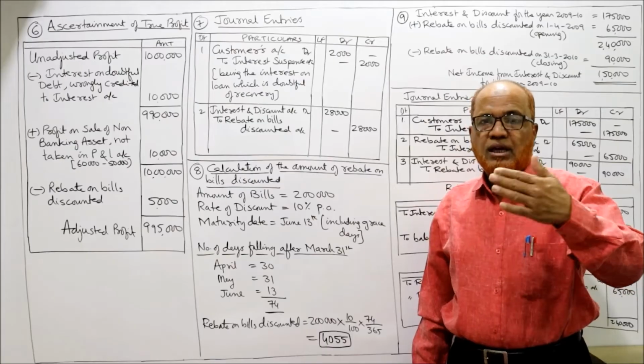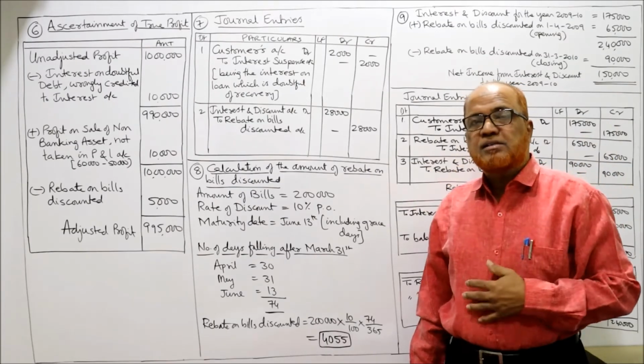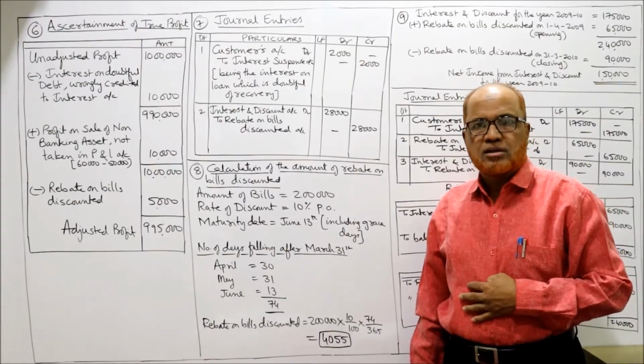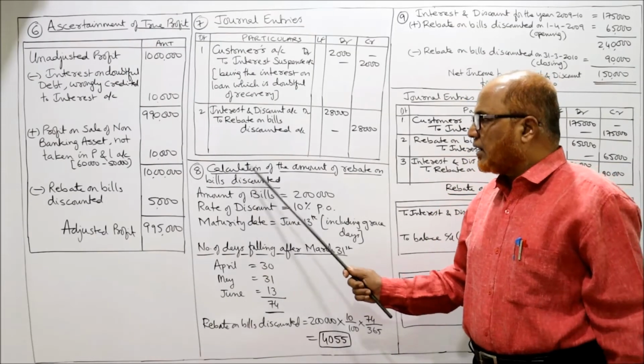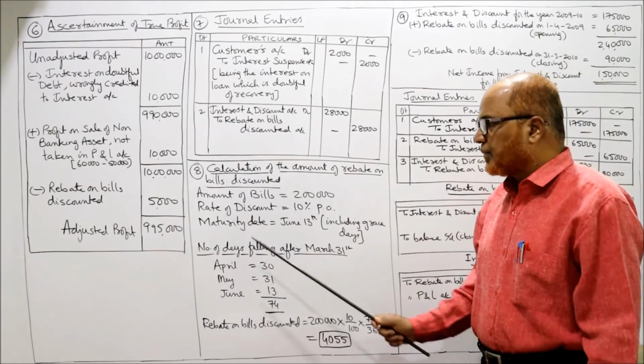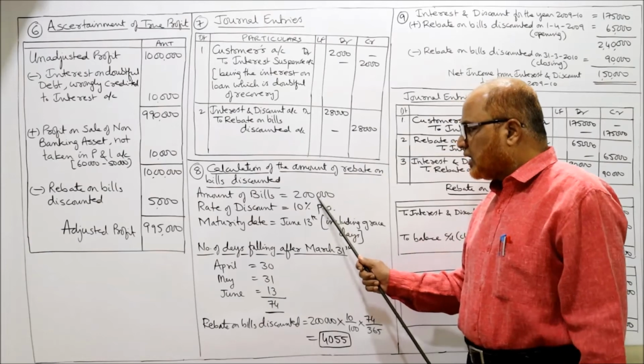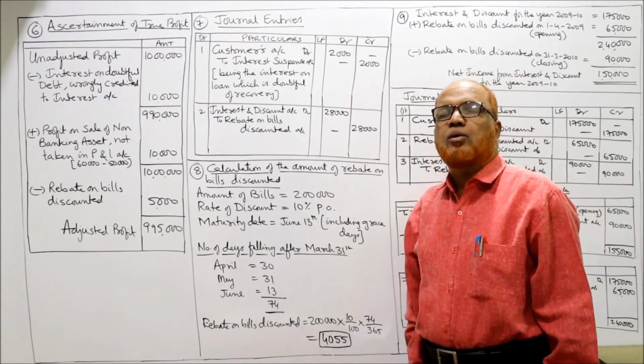After March come April, May, June. So in the next year the bills are going to mature, right? So maturity. Here is the calculation of the amount of rebate on bills discounted. Amount of the bill, 2 lakh, is given in the problem. Rate of discount is 10% per annum. So if you calculate 2 lakh into 10%, you will get 20,000.